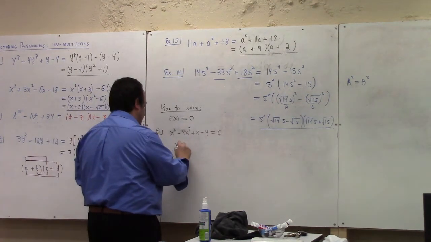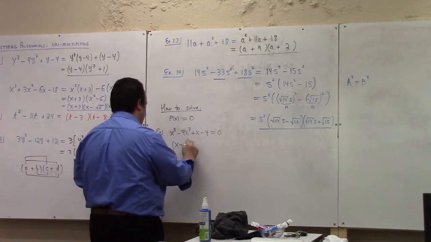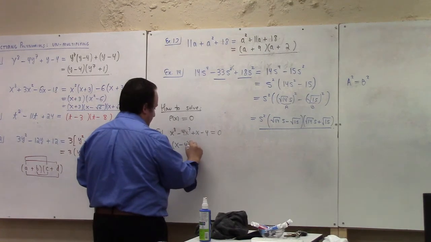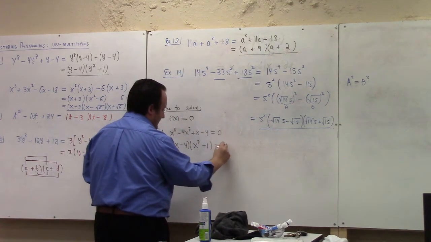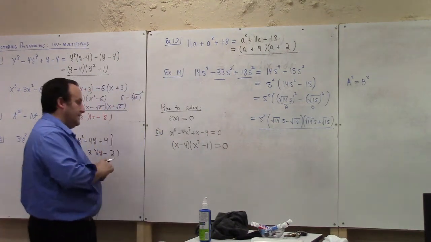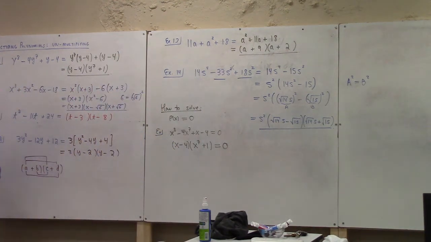x minus 4 times x to the 7th plus 1, following the pattern that we saw in example 9. And you're like, well, that's great. That still doesn't tell me what x is, right? But the thing is, it does.